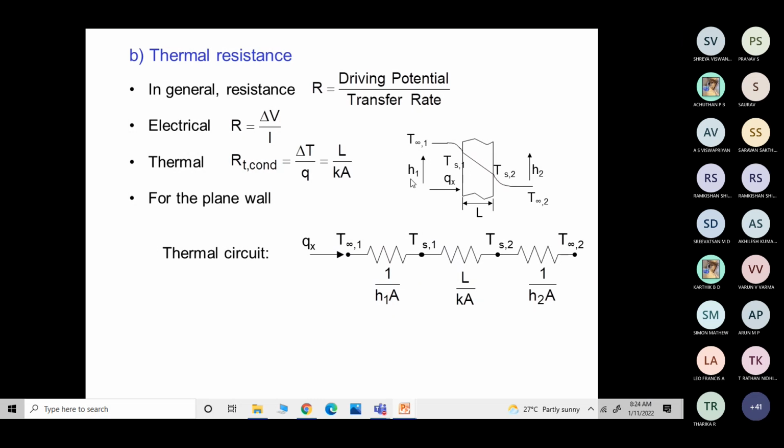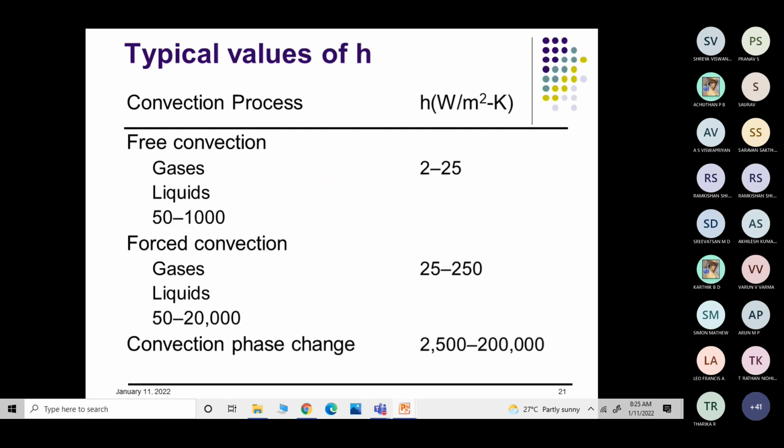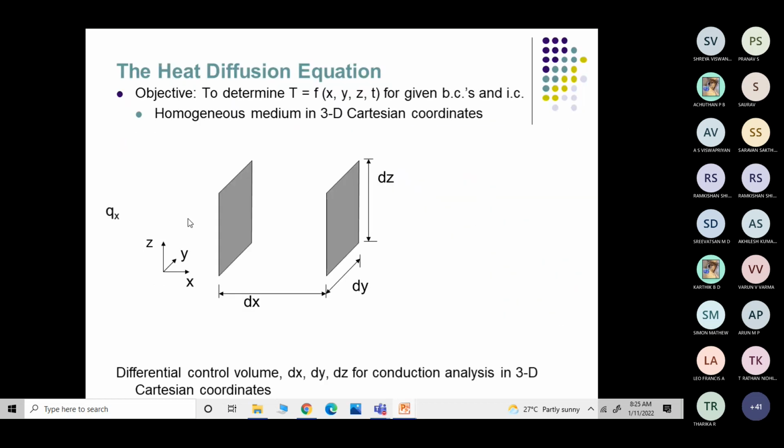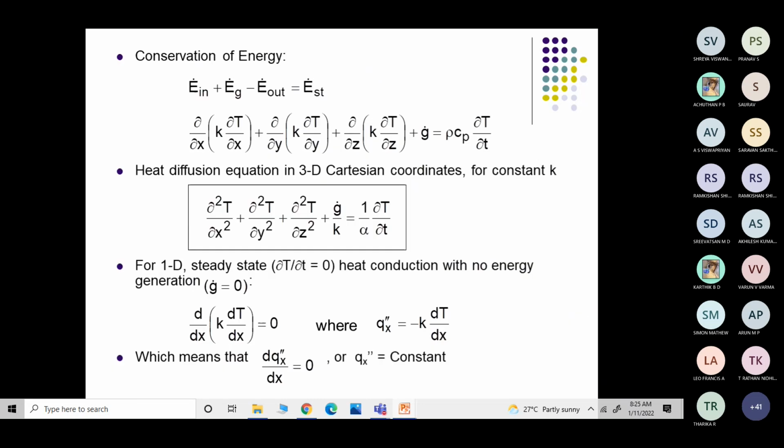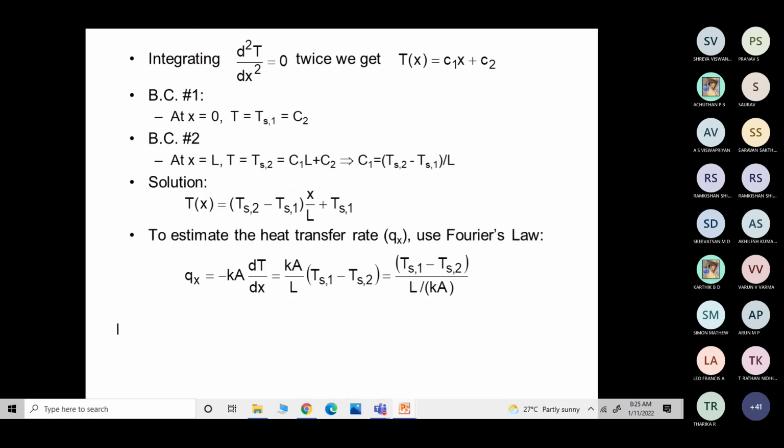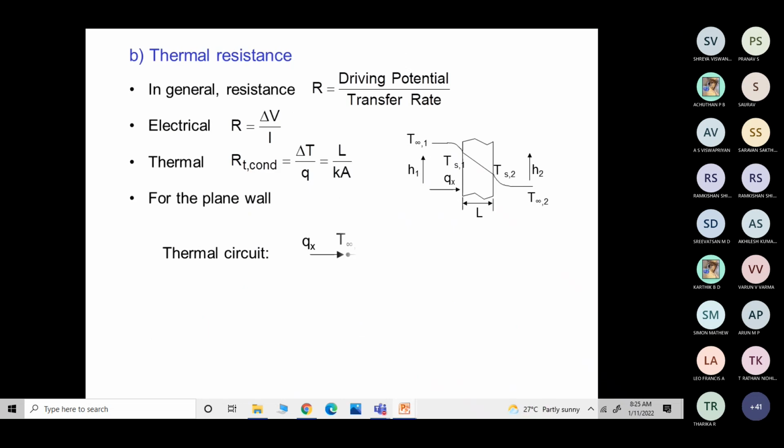Now what happens is the convective heat transfer coefficient of water will be higher when compared to the convective heat transfer coefficient of the air. We have seen in the previous slides, water and air, free convection: for gases it is 2 to 25, for liquids it is 50 to 100, and definitely air is having lesser and water is having higher. So the convective heat transfer coefficient of the hot fluid will be higher, and that of the air will be lower.